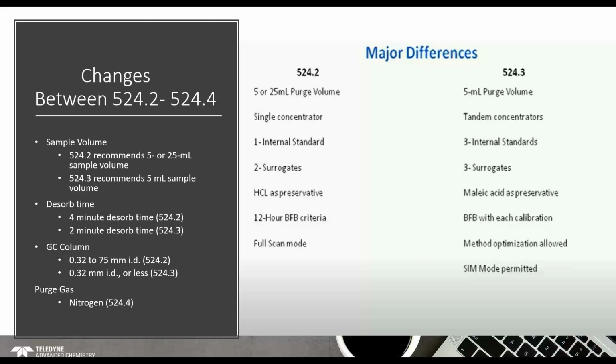Lastly, with nitrogen being used as an alternative for a purge gas, 524.4 recommends using traps containing synthetic carbon adsorbent media, so Silco or your Valco 3000, or equivalent carbon-based traps, because the traps containing the Tenax or the silica gel and coconut charcoal may yield lower recoveries when compared to helium purges.